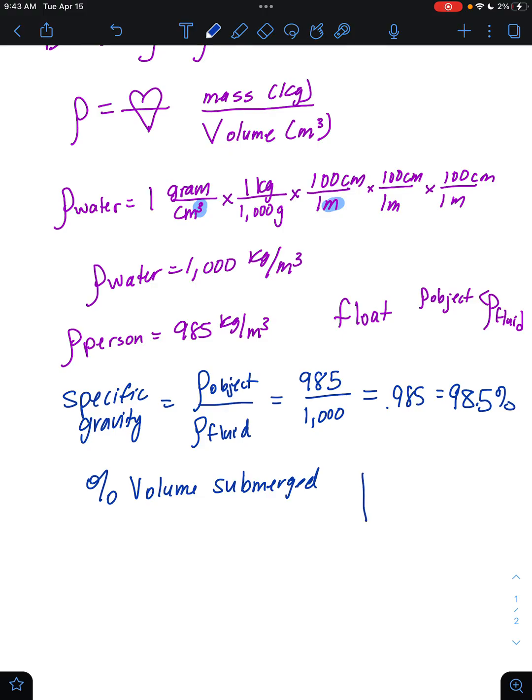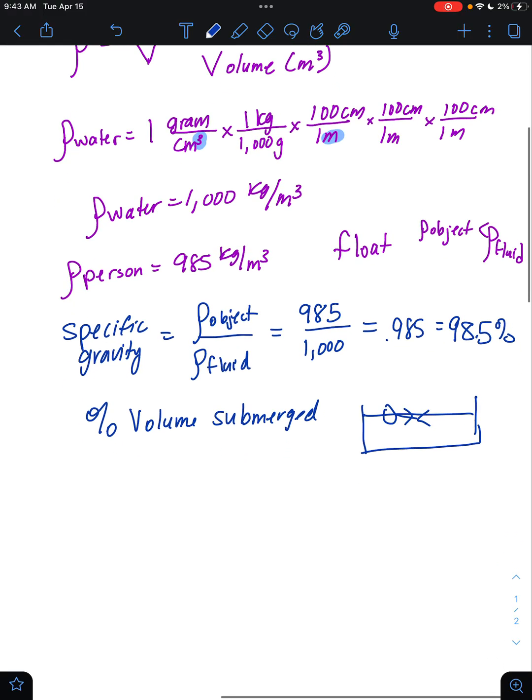So what that means is if you had a pool of water and you had a person in it, when that person was laying down in the water, 98.5% of their volume would be submerged. Just a tiny little bit would be floating at the surface because it's so close to the density of water.